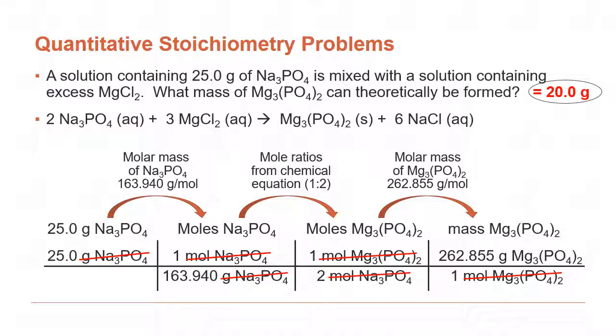I want to express that in 3 significant figures because my starting information was also 3 sig figs. So that's how to do a stoichiometric problem, starting with a basic balanced equation where all of the reactants and products you're interested in are expressed in laboratory measurements of grams.